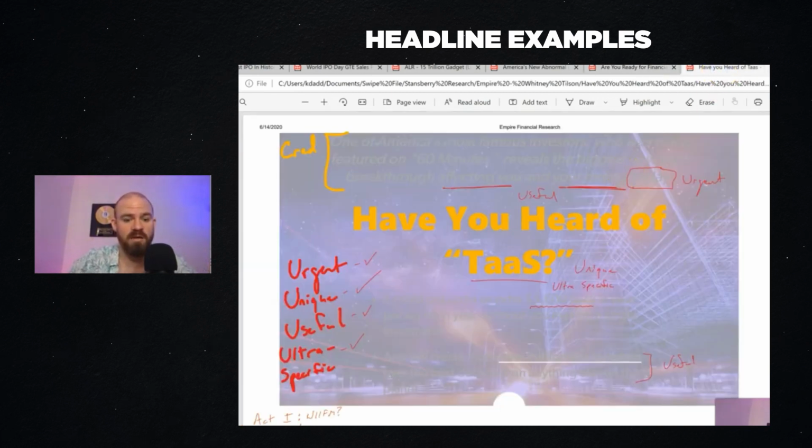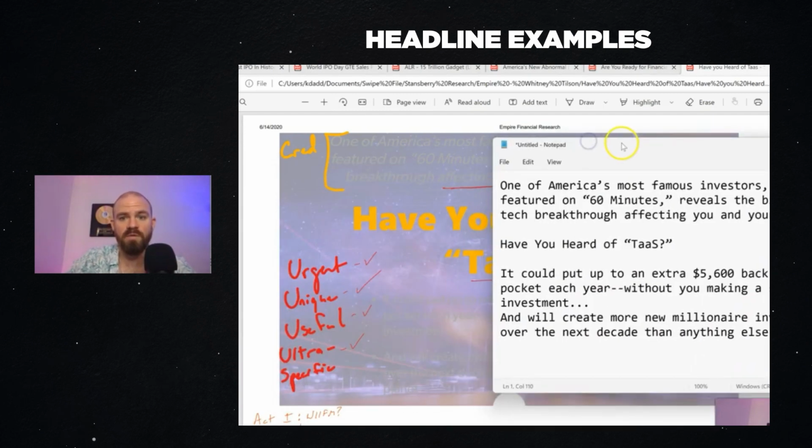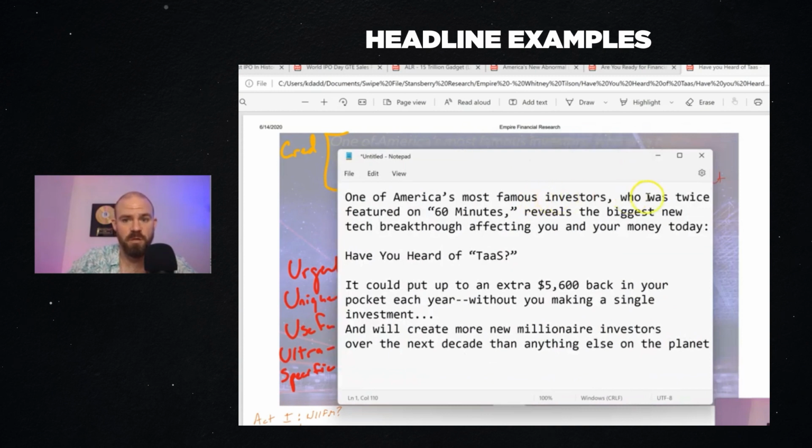The next one, I had to put this into a notepad so that we could read it because my PDF didn't really do a good job with it. One of America's most famous investors, who was twice featured on 60 Minutes, reveals the biggest new tech breakthrough affecting you and your money today. Have you heard of TAS? This is the main headline complex.